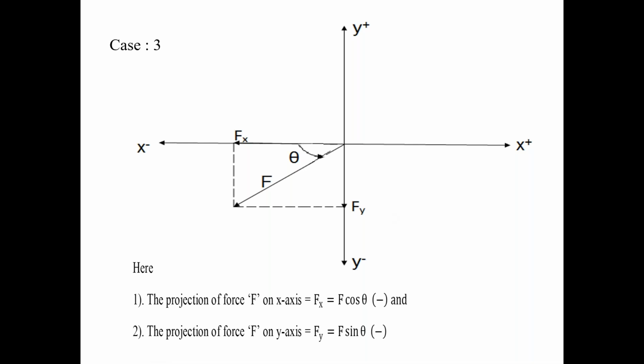Fx is equal to F cos theta, negative projection. Fy is equal to F sin theta, negative projection. Both projections are negative because the direction of Fx projection is towards the negative x-axis, and the direction of Fy projection is towards the negative y-axis. So this is the third condition regarding the projections Fx and Fy.